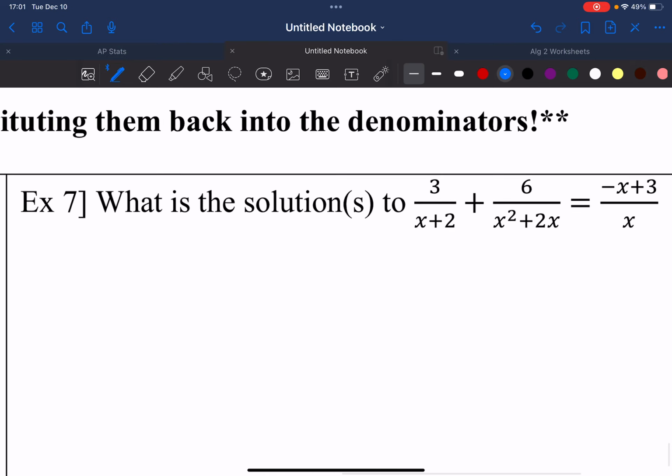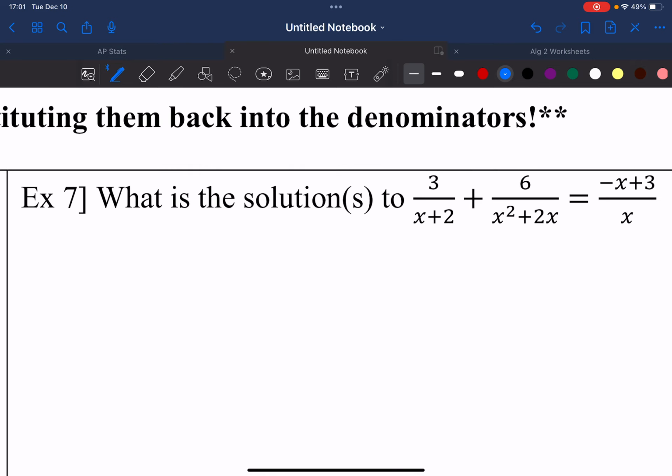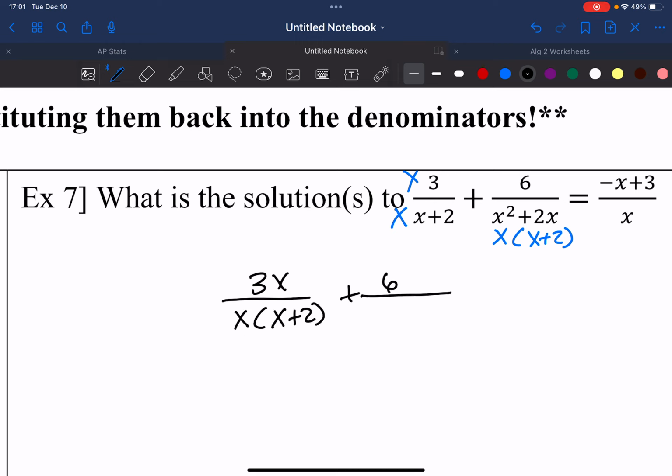Number 7. Before I start combining like terms here, I'm going to go ahead and factor this x squared plus 2x to be x times x plus 2, which means all I need to multiply this first fraction by is x. So I'm left with 3x over x times x plus 2 plus 6 over x times x plus 2 is equal to 3x plus 6 over x times x plus 2.